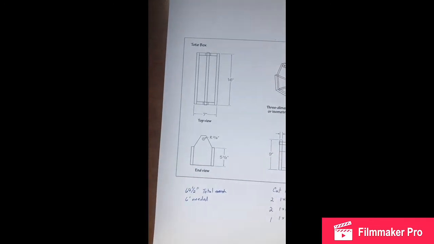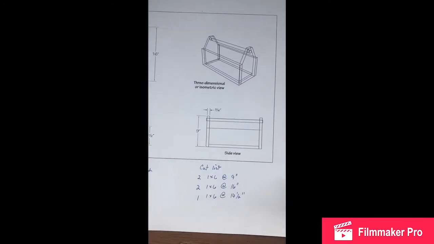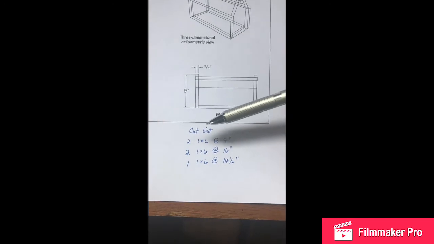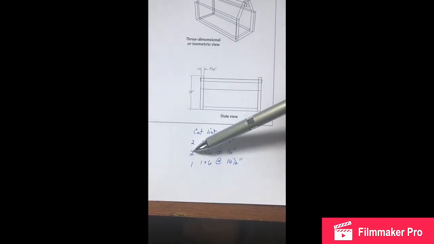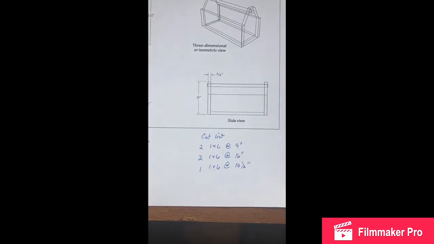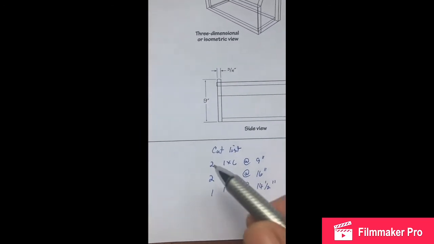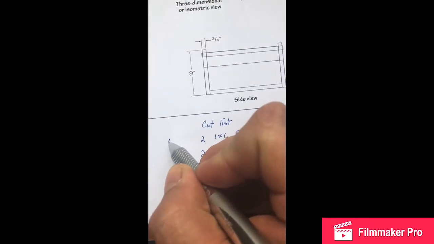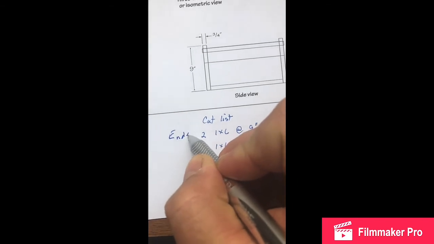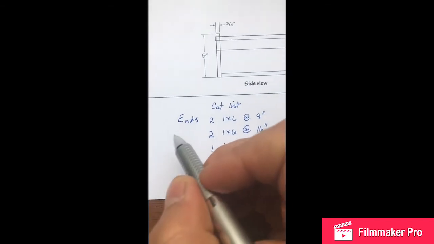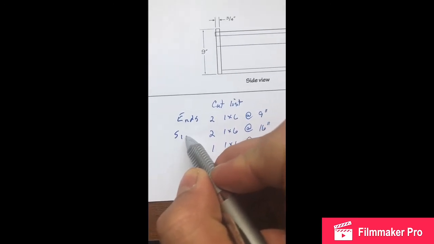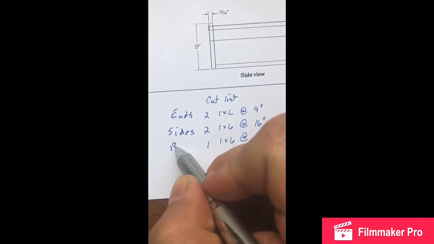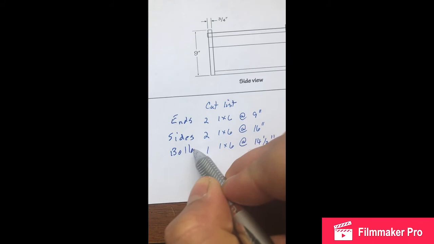So now we have a 6 foot piece of 1x6. We're going to go ahead and create a cut list. How many pieces do we need? Well, we have our sides. There's two sides, there's two ends, and there's one bottom. And we really do need to indicate which is which. So we know our ends are 9 inches. Let's go ahead and label those ends. Our sides are 16. Let's label those sides. And then our bottom is 14.5. It is very important to label everything.